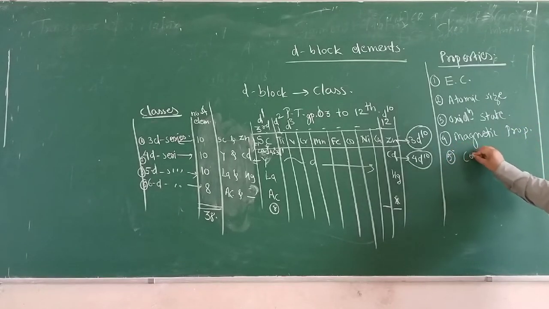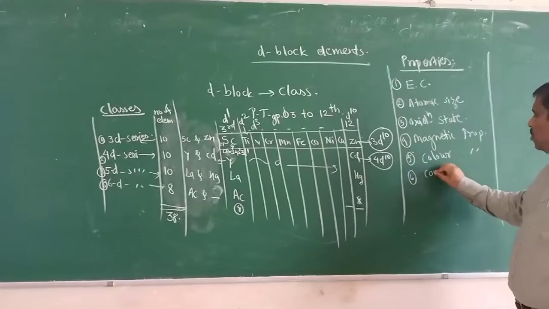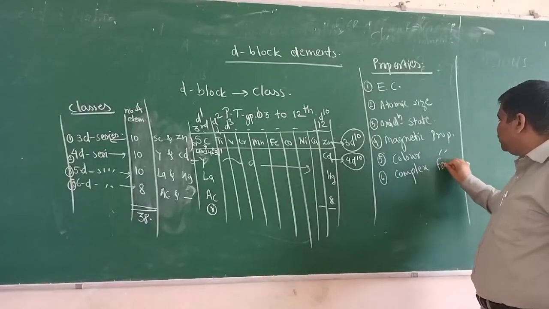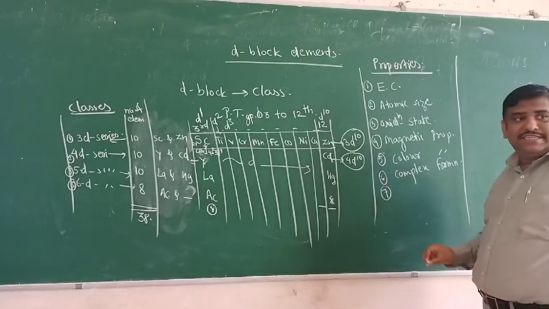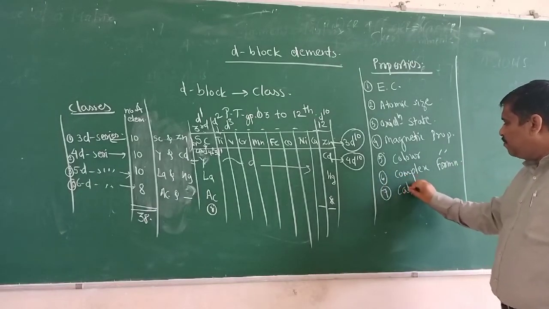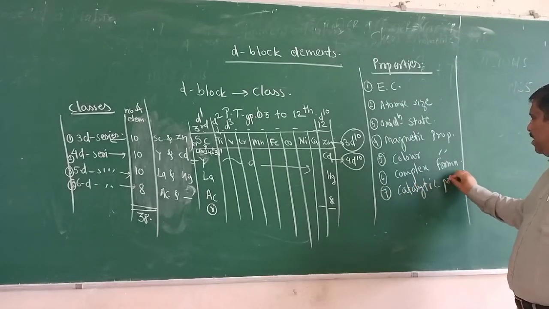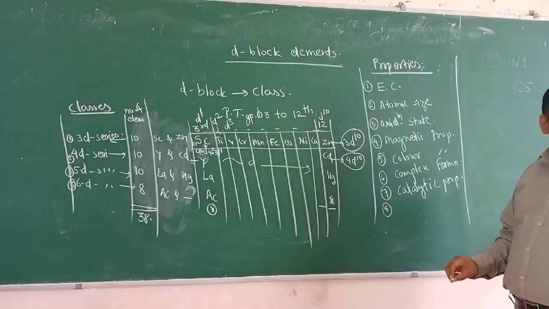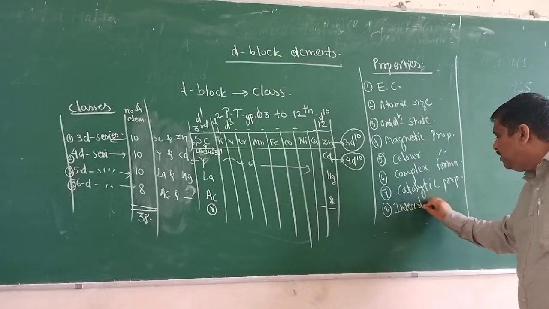Then the fifth one you are going to discuss is the color property of the d block elements. Then the sixth one is the complex formation of the d block elements. Seventh property, that is the catalytic property of the d block elements. Eighth property, that is interstitial compounds formation.